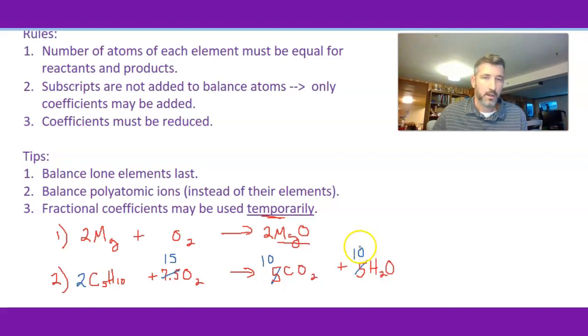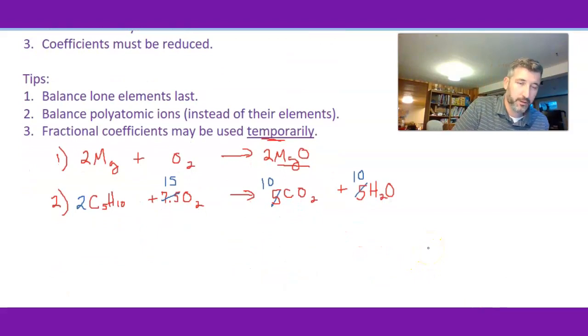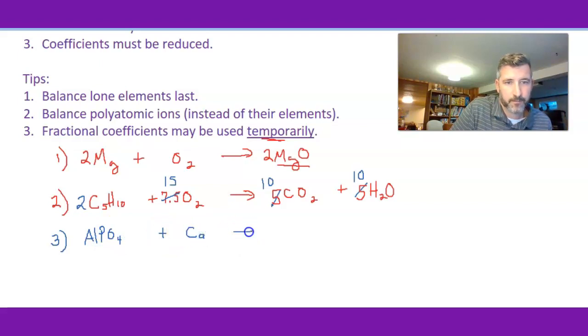Okay, let's try another here. So this will be our third example problem. Okay, so we are going to do AlPO4, aluminum phosphate, is going to react with calcium. It's going to give us calcium phosphate, which would be Ca3(PO4)2, and aluminum.